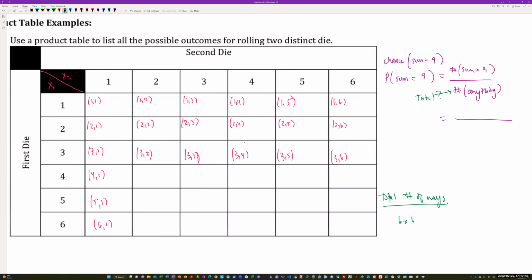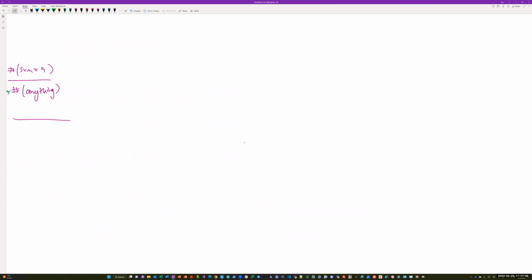6 times 6. And actually, we've talked about this a few times already, believe it or not. We said there was something called the Cartesian product, which was like A cross B, right? I said the number of elements in A cross B is equal to the number of elements in A times the number of elements in B. Is that right?